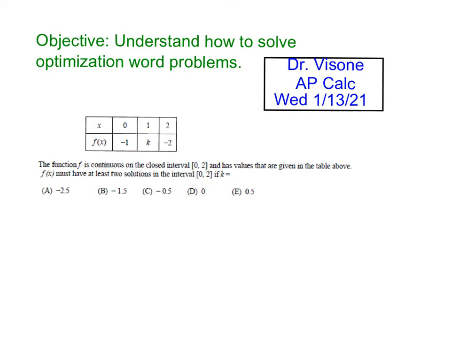So it says f is continuous on the closed interval and has values that are given in the table. F of x must have at least two solutions. This is a pretty old problem, I would say. I don't think they really ask this very much anymore.